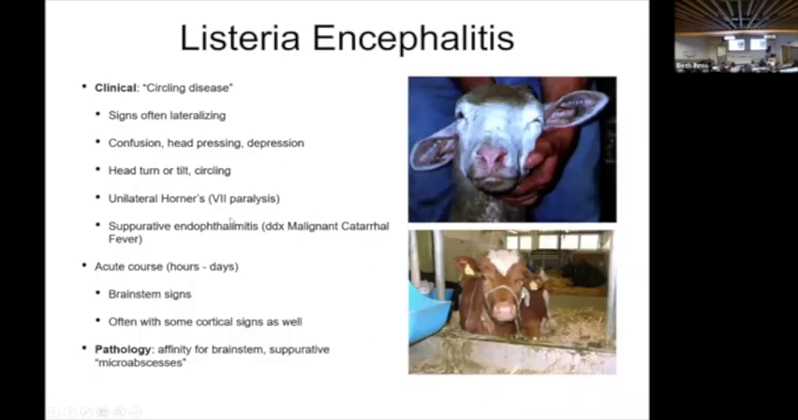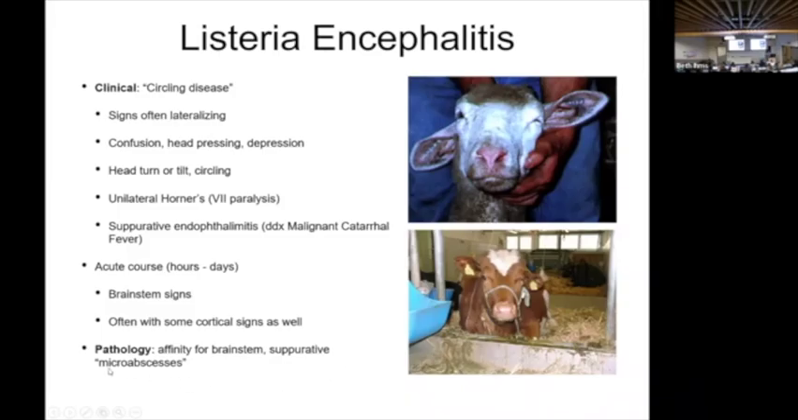Okay, so a major differential for suppurative endophthalmitis in a ruminant is going to be malignant catarrhal fever. Keep that in mind. This disease usually presents pretty acutely, so hours to days, and without treatment, they will die pretty rapidly. Primarily brainstem signs, but often have some cortical as well, depending on where this thing goes.